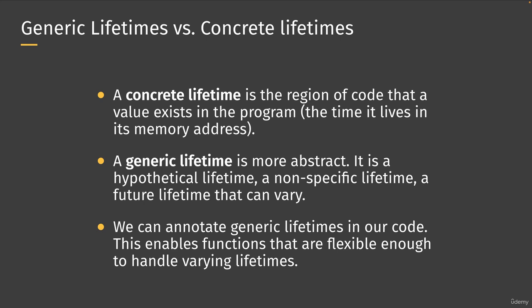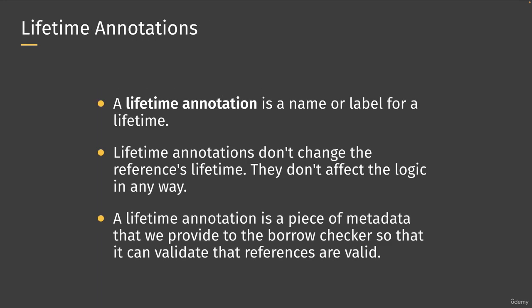A generic lifetime is a hypothetical lifetime, a non-specific lifetime, a future lifetime that has the potential to vary. We can declare these generic lifetimes in our code, and that will enable functions that similarly benefit from increased flexibility. These functions become more flexible because they can deal with various differing lifetimes. So in order to declare generic lifetimes, we use something called lifetime annotations.